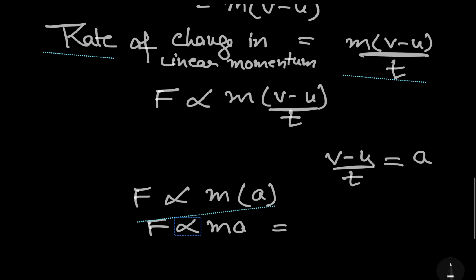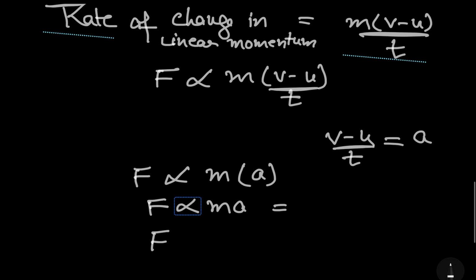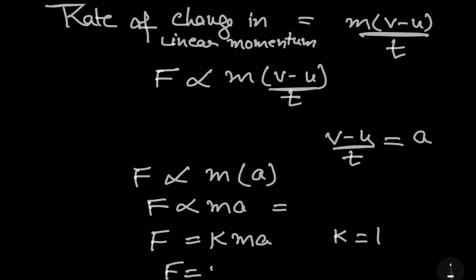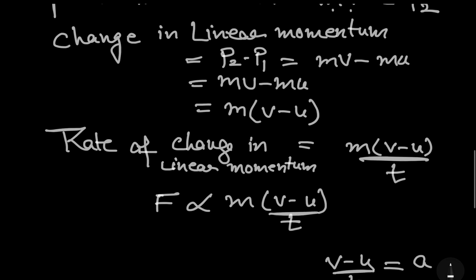Whenever we have to remove the proportionality sign, students, we change it with equal to, and then we will write a constant K here, K ma, and if this K is equal to 1, then F is equal to ma. So this is the mathematical formulation of Newton's second law of motion. So what this says is that force acting on a body is a product of two things, mass and acceleration of the body. Clear, students? Let's revise once again.